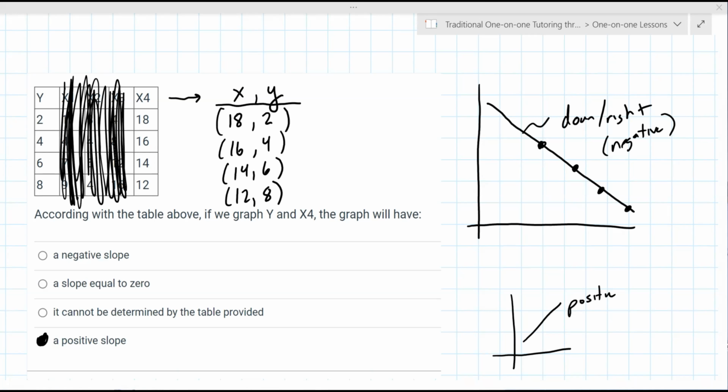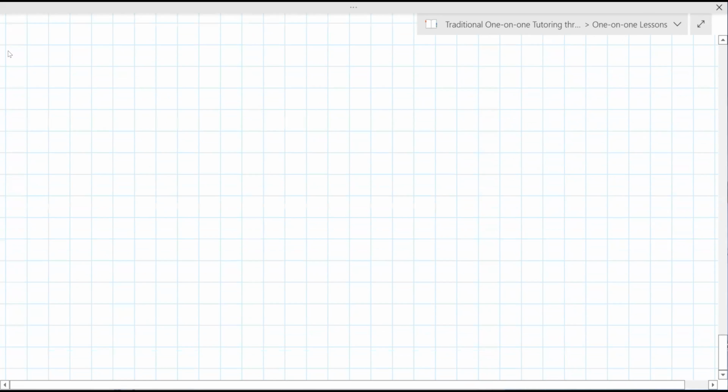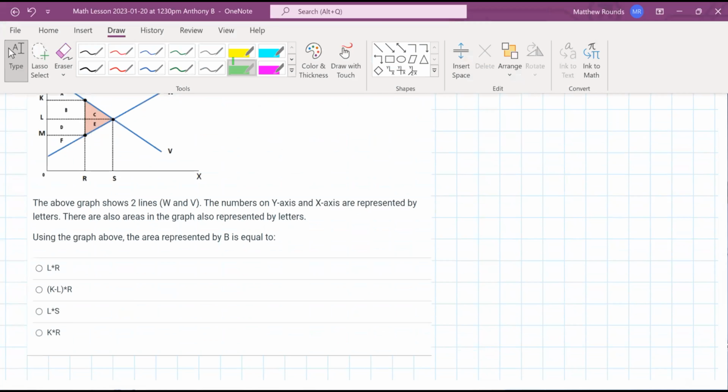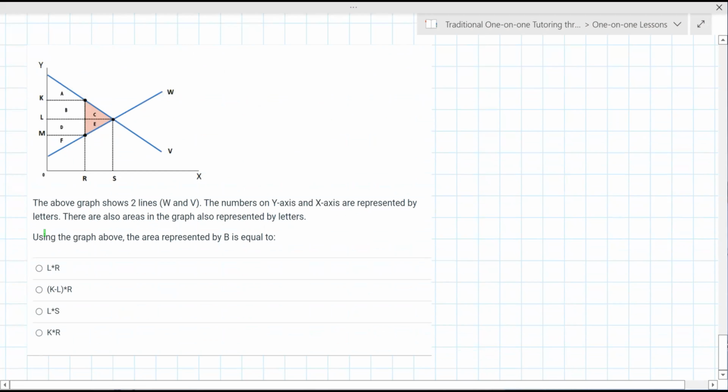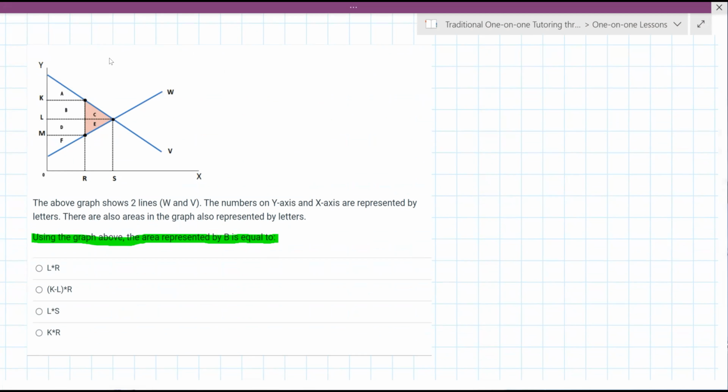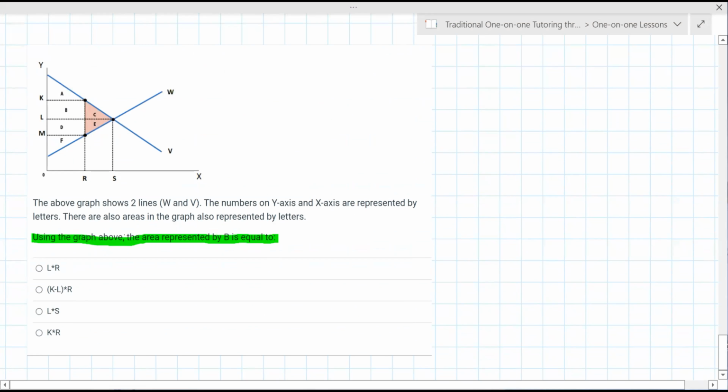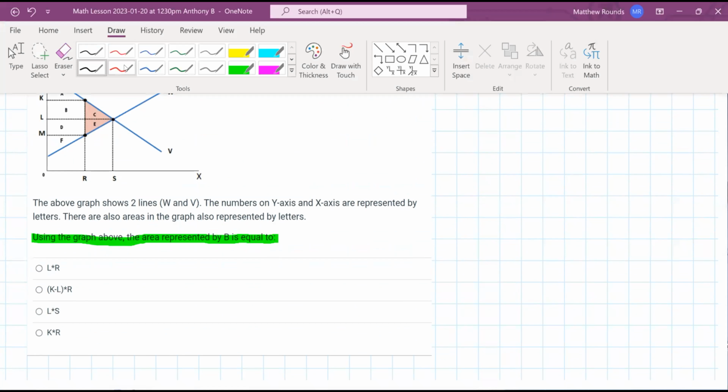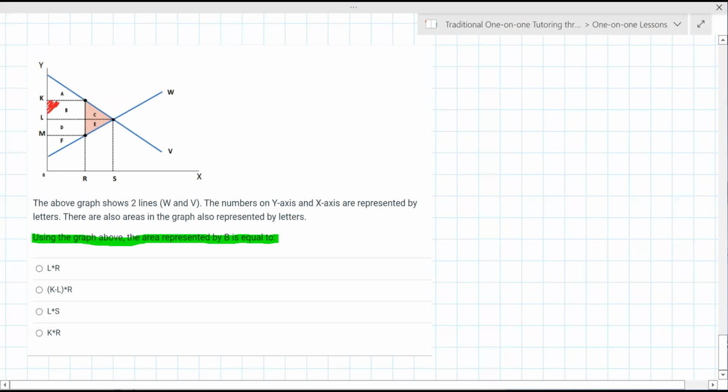All right, question 15, going back to that graph again. Looks more complicated than it actually is. So I teach this strategy, and it really does help here, is to go to the actual question. Don't read the other stuff unless you have to. It's using the graph above, the area represented by B. Where is B? So let me go find B and shade that in. B is this rectangle here.